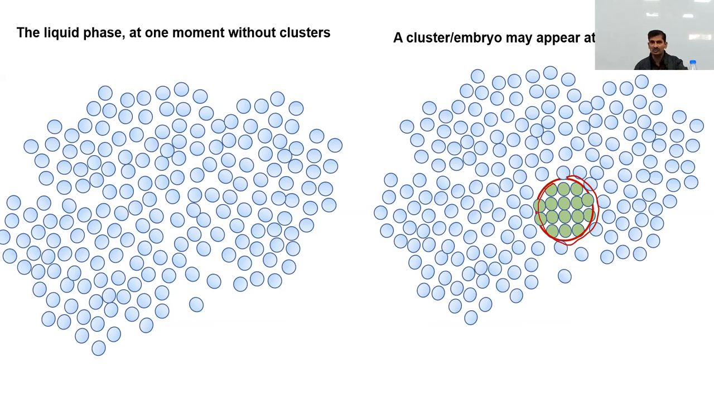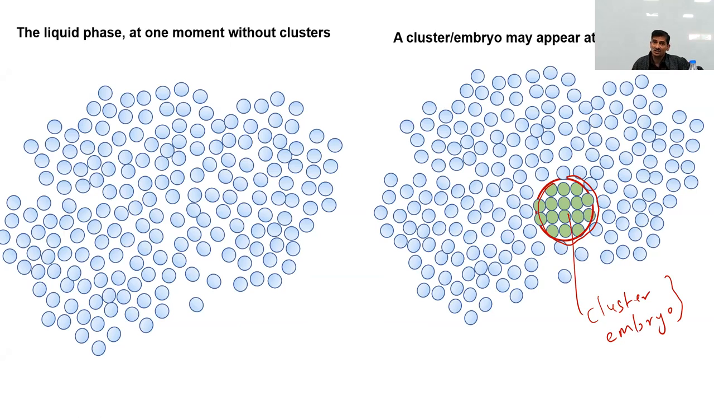Suppose this liquid is going to transform to a simple cubic crystal. Then sometimes atoms can come together just because of purely random thermal fluctuations. For a moment they are together, and they form what are known as clusters. This is called a cluster or an embryo. Both terms are correct. They are not called a crystal yet, and I will explain that in a moment. But this is what a cluster or an embryo looks like.